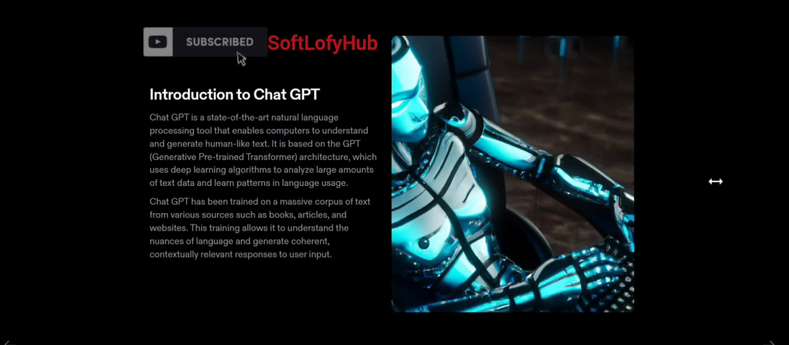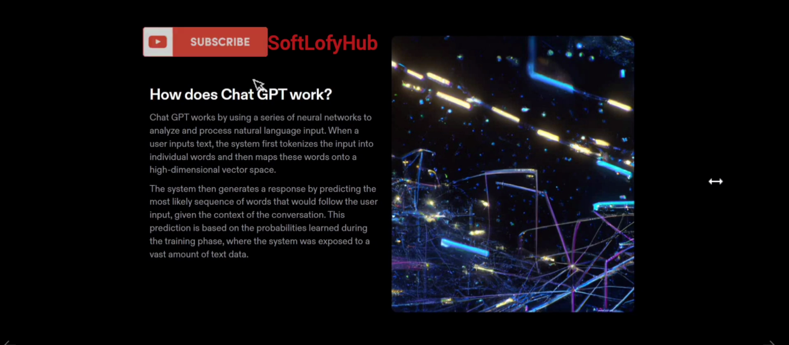Introduction to ChatGPT. ChatGPT is a state-of-the-art natural language processing tool that enables computers to understand and generate human-like text. It is based on the GPT, Generative Pre-trained Transformer, architecture, which uses deep learning algorithms to analyze large amounts of text data and learn patterns in language usage. ChatGPT has been trained on a massive corpus of text from various sources such as books, articles, and websites. This training allows it to understand the nuances of language and generate coherent, contextually relevant responses to user input.